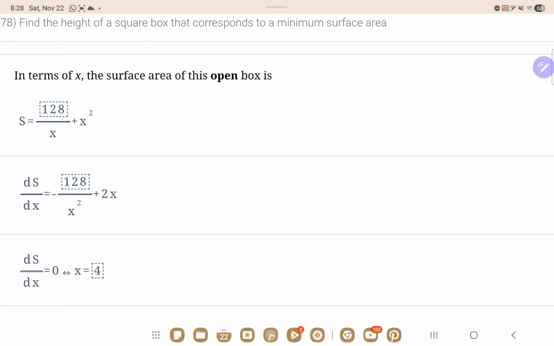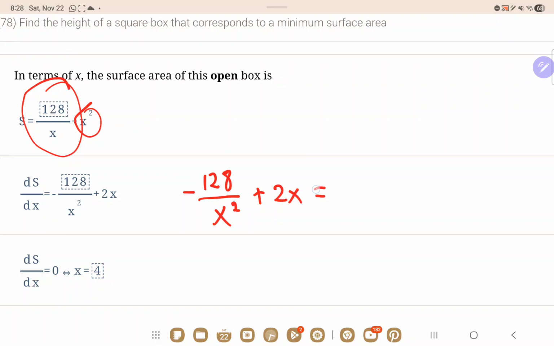Now the next part, they're asking us to differentiate it. Anytime you have something like this to differentiate, it's just going to be the negative of the top, and the bottom becomes x squared. The case is different when you have a different number on the bottom, but most times it's just going to be the negative and you add a square to the bottom, and this x squared is going to become 2x. Now you equate this to 0, and then you move 2x to the other side, so it's negative 128 over x squared equals negative 2x. Negative will cancel with the negative.